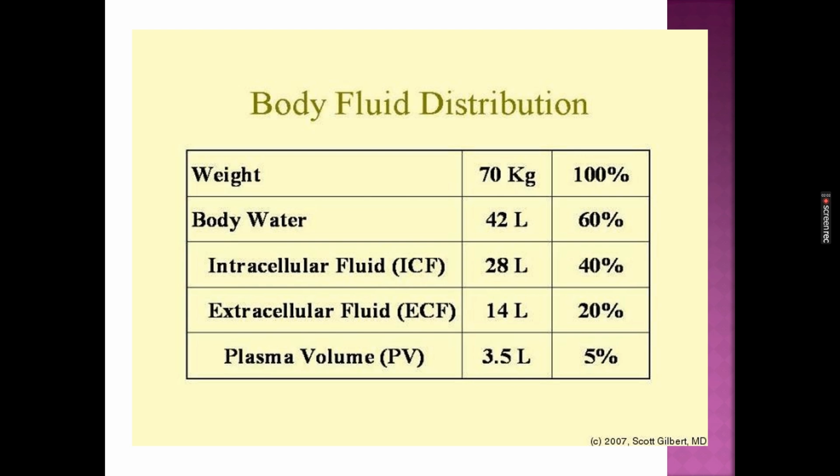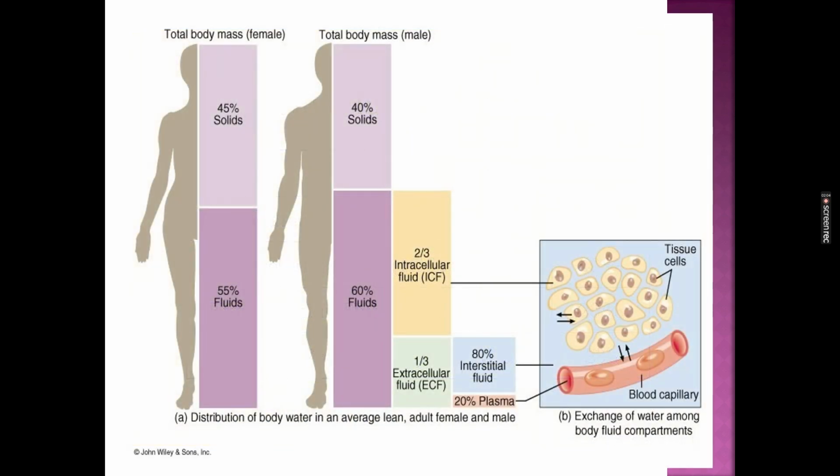So intracellular and extracellular fluids. Here you can see the total body mass in males and females: 45% solid and 55% fluid in females, and in males 40% solids and 60% fluids, and just this 60% fluid is present in the intracellular and extracellular compartments.